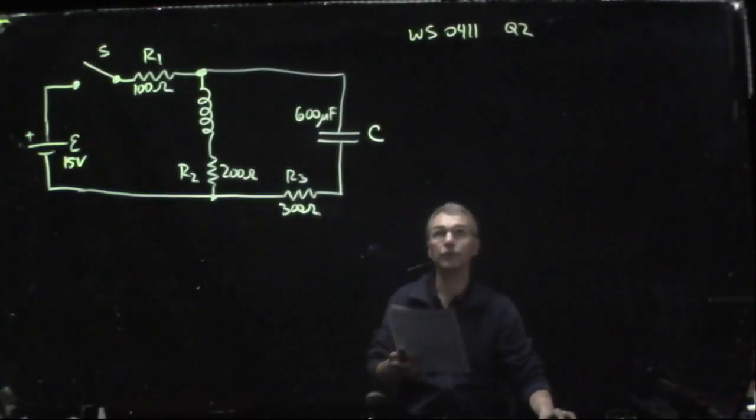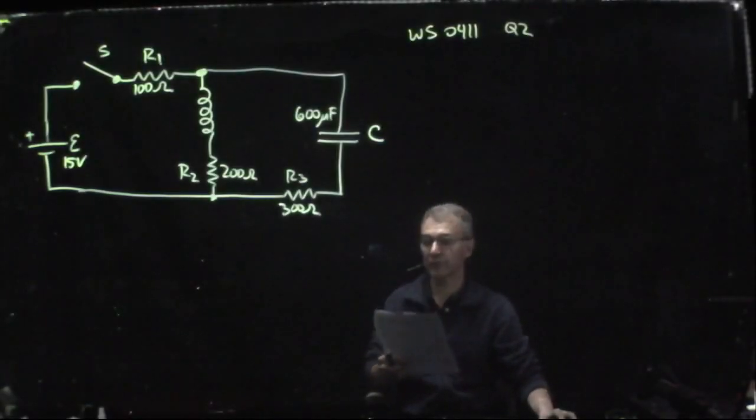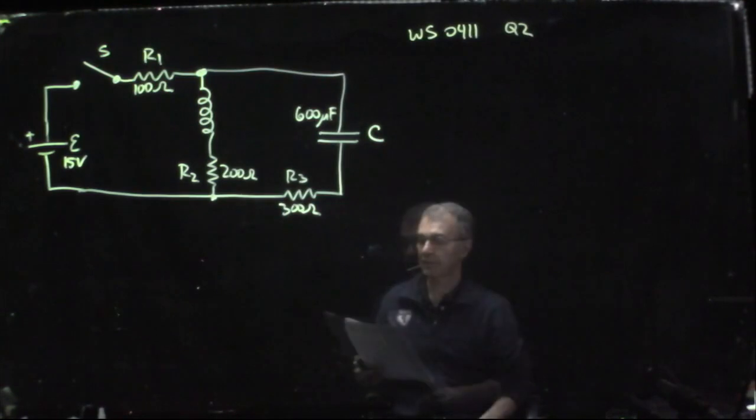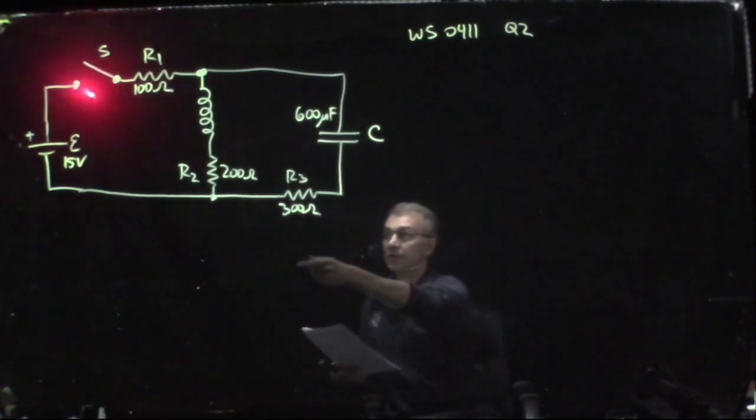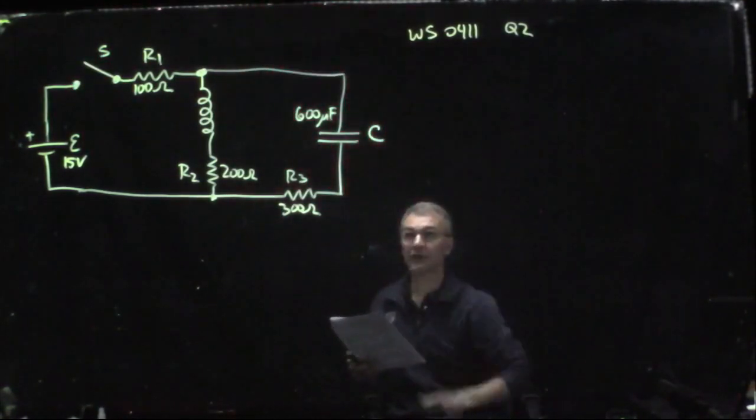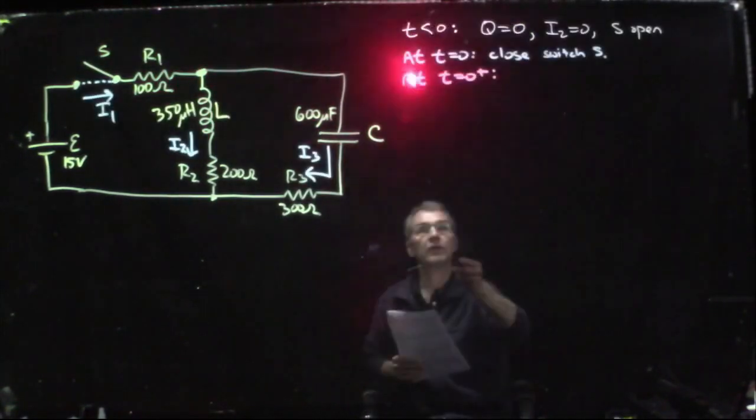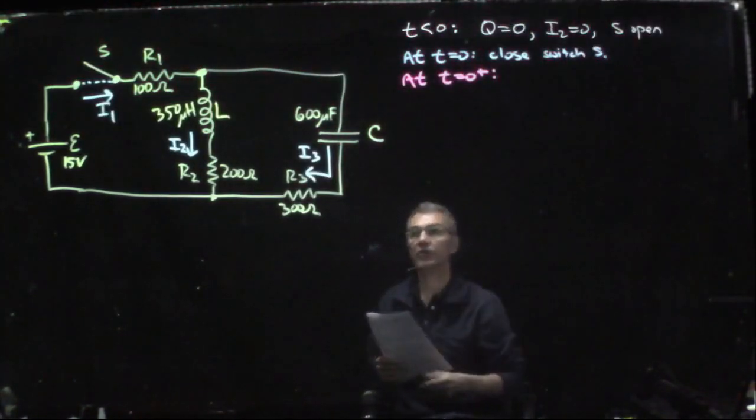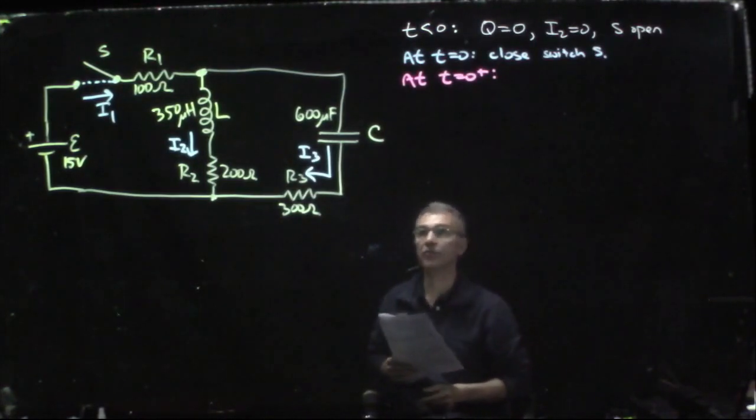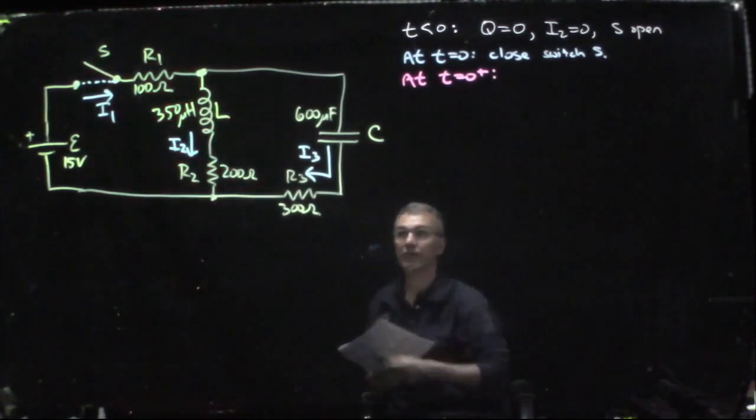Let's solve question 2 from the April 11th worksheet. We have this circuit. Initially, the switch is open. There's no charge on the capacitor, and there's no current flowing through the inductor. So at time 0, we close the switch, and then an instant after closing the switch, what is the current through the inductor? I labeled that I2 flowing through the inductor.